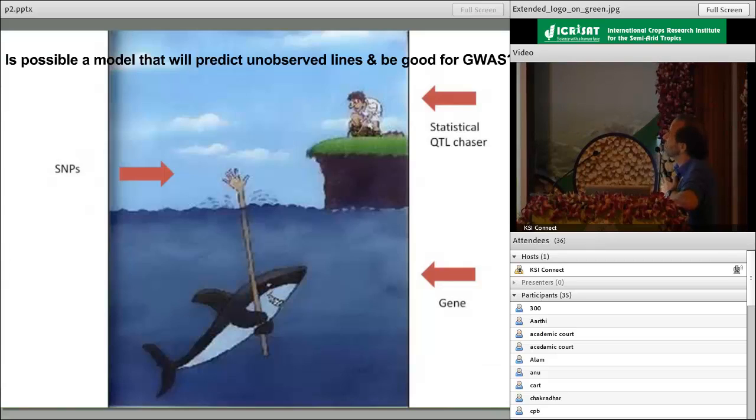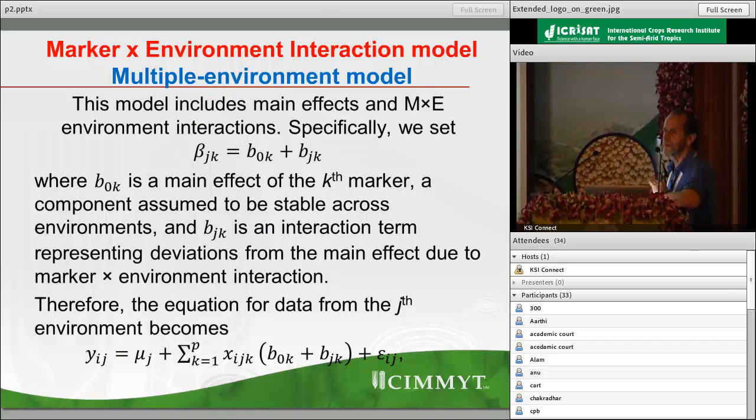Is it possible to have a model that makes a good prediction as well as being good for GWAS and for QTL detection? Because that was the question many times. They say, well, no, we use a model for prediction, we don't get into GWAS or QTL. So this is the statistician chasing the QTL. This might be the gene. These are the SNPs. You don't know sometimes. So is this possible? I think that this model cannot solve that problem, but at least gives one solution for now.